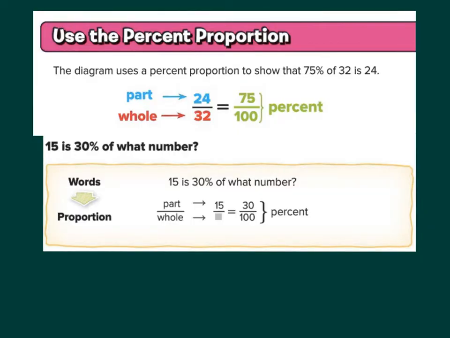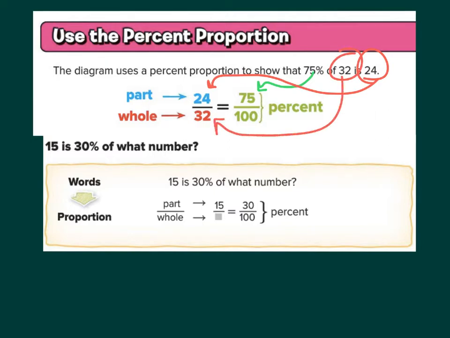Once again, using the percent proportion, the diagram uses a percent proportion to show that 75% of 32 is 24. So once again, if we take a look, we're writing our percent as 75 out of 100, and then we're looking at 24 is the part, and 32 is our whole.